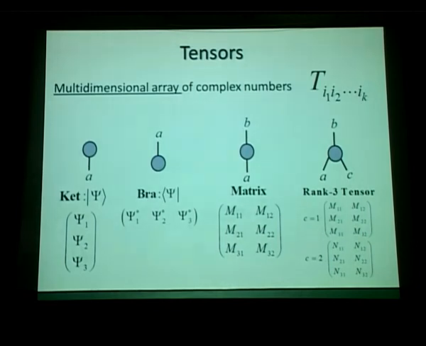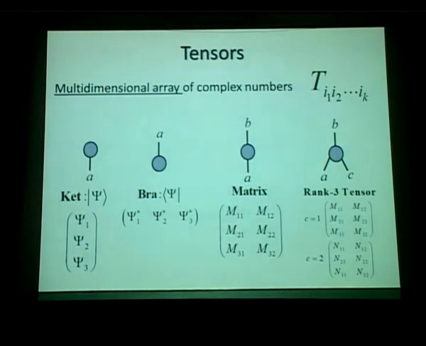So a basic building block is going to be a tensor. And for the purpose of this talk, a tensor is just going to be a multi-dimensional array of complex numbers, basically an object with some number of indices. Each of these indices can take some number of values, which I'm going to call the size of the index or the dimension of the index.